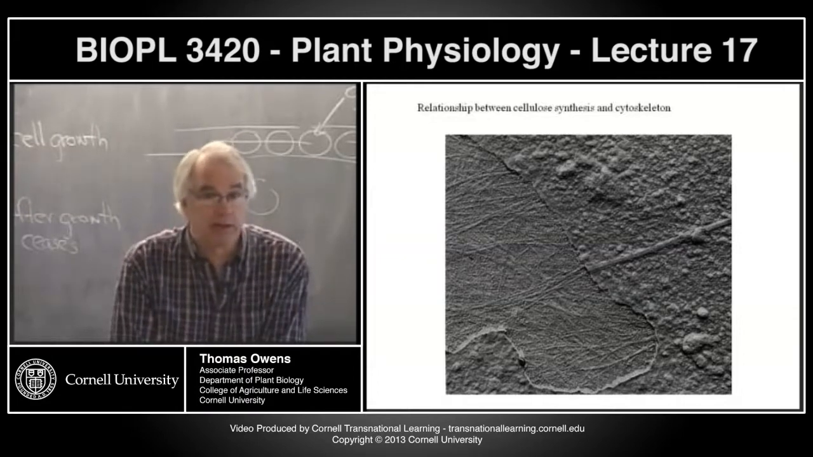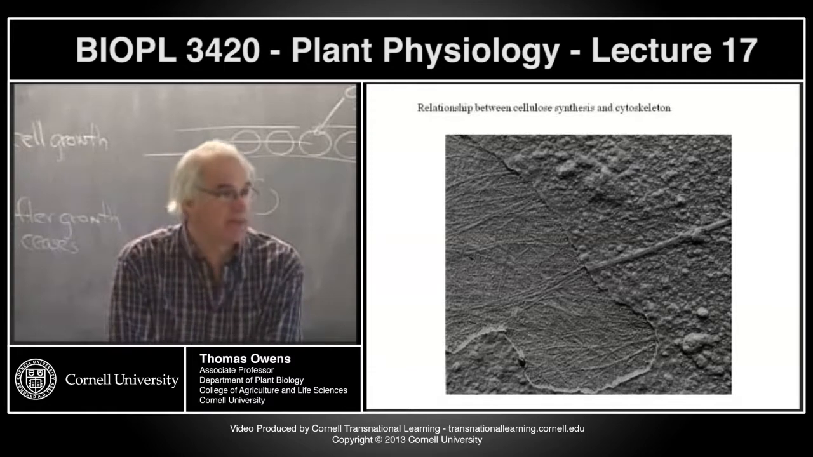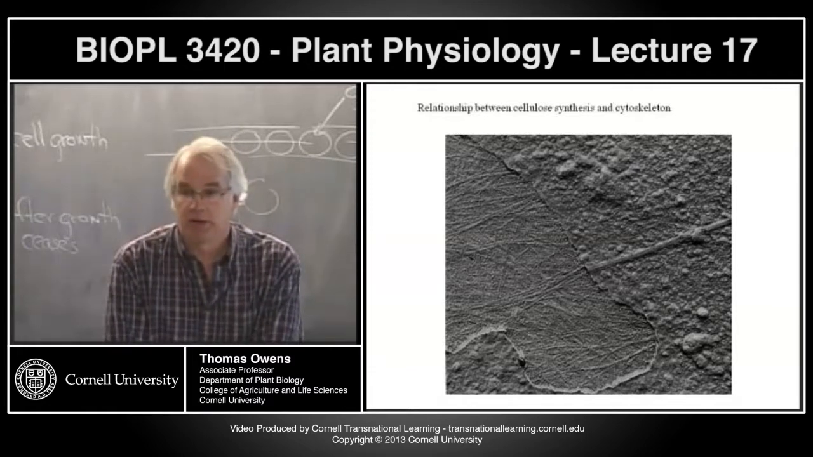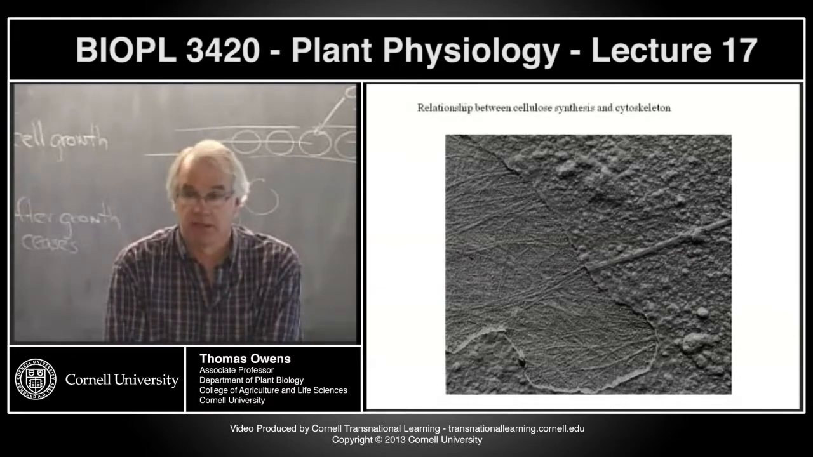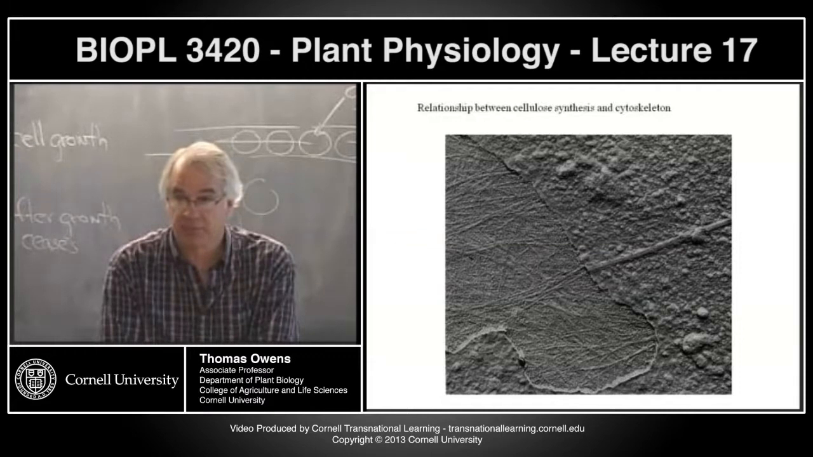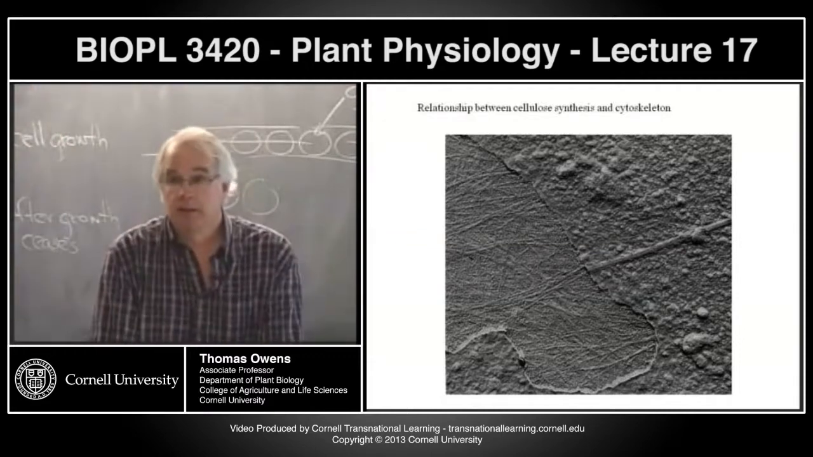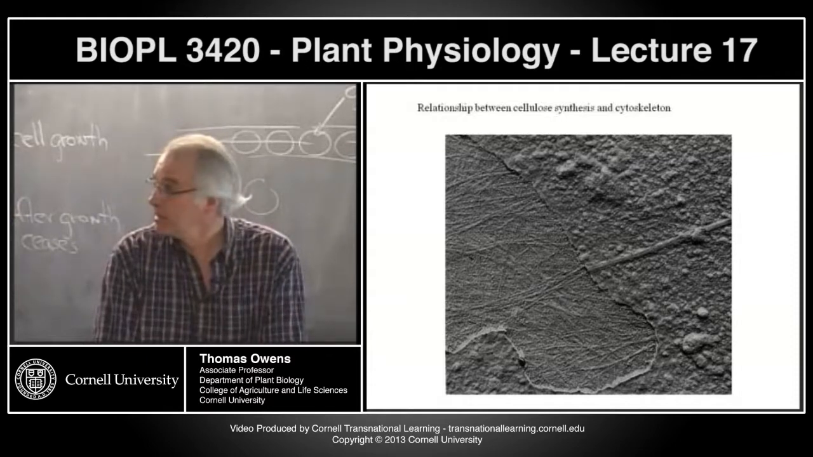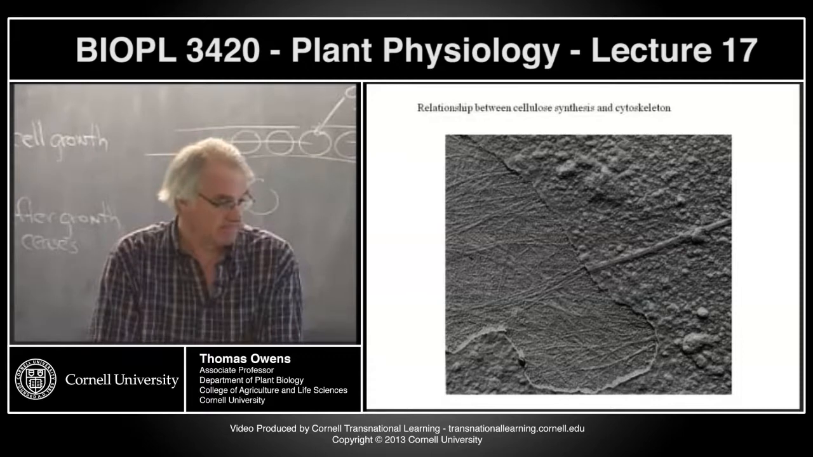But it should be clear, if it isn't clear to you now, it'll be clear to you by the end of the lecture, that something must dictate the orientation of the cellulose microfibrils, because they play such an important role in how cells enlarge, how cells change shape. So something has to be controlling it. It appears to be the microtubules that lie just underneath the plasma membrane in the cytoplasm.